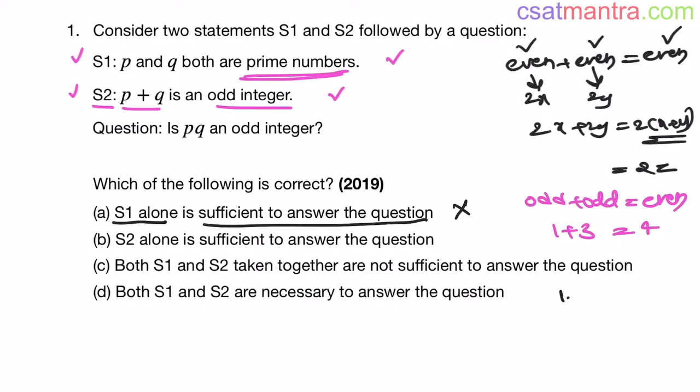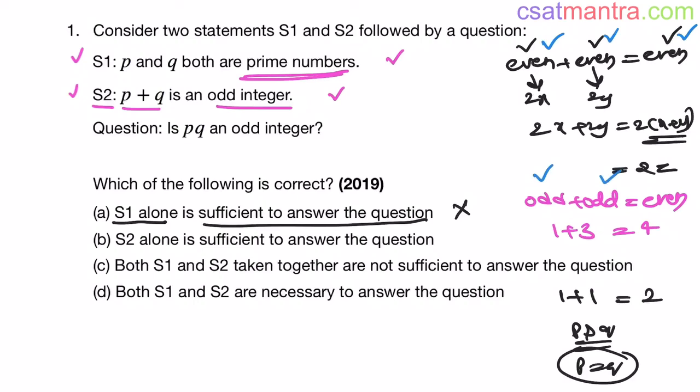Otherwise, you can take 1 plus 1, which is 2, my friends. Here, P and Q can be the same. See, until and unless they mention P and Q are different numbers, you are free to take them as the same, my friends. Okay, P is equal to Q because it is not explicitly mentioned. If they have mentioned P and Q are different numbers, in that case you cannot take P equal to Q, my friends. Since they have not explicitly mentioned it, you are free to take it. So even plus even is even, odd plus odd is even.